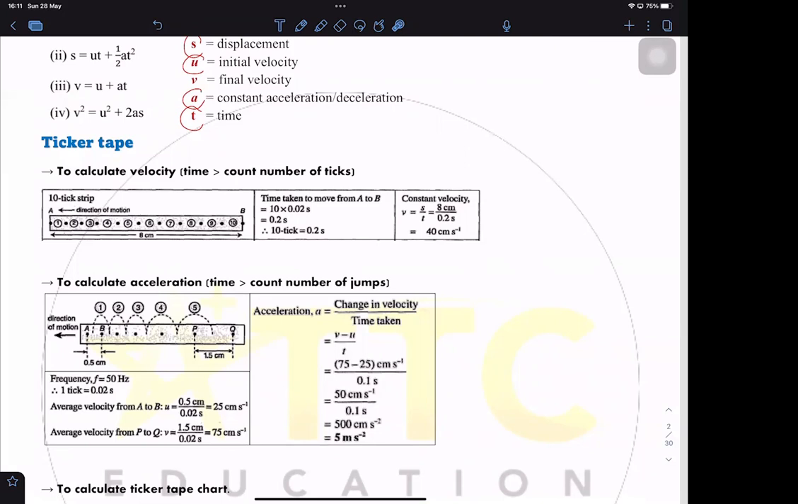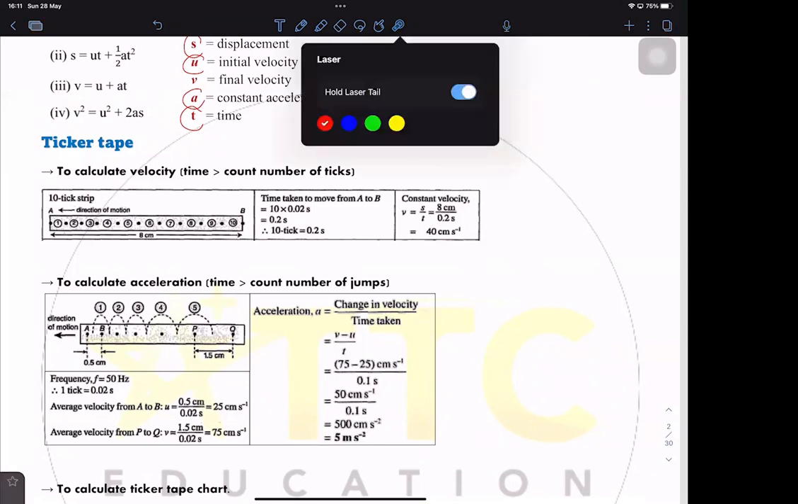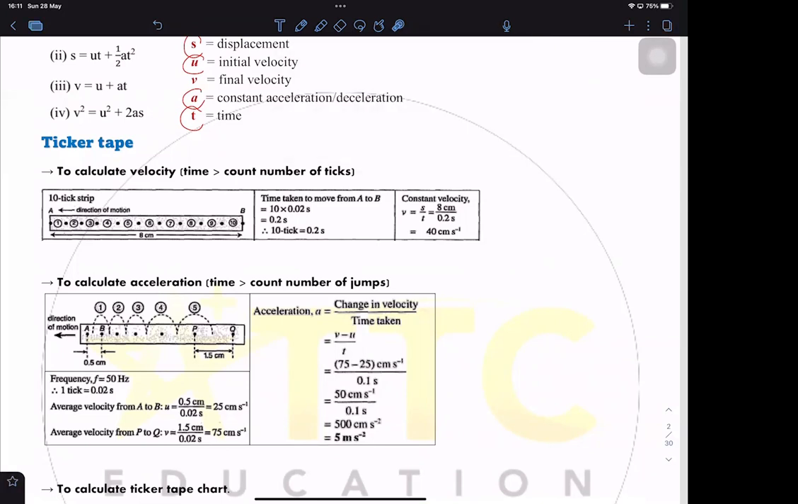Okay, so when you have this strip, you will need to be able to calculate the velocity and the acceleration. So velocity is just distance divided by time, or displacement divided by time. So you see they give you this distance of the strip is 8 cm. So that's your distance divided by the time. Okay, how do you get the time for this?